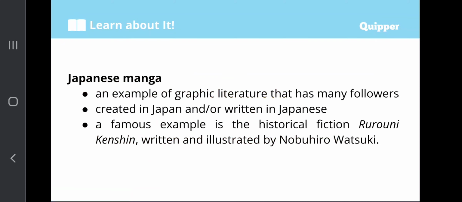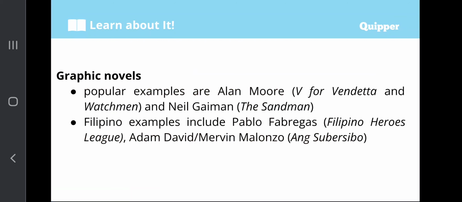Japanese manga is an example of graphic literature that has many followers, created in Japan and or written by Japanese. A famous example in historical fiction is Rurouni Kenshin, written and illustrated by Nobuhiro Watsuki. Graphic novels are popular, examples of which are Alan Moore's V for Vendetta and Watchmen and Neil Gaiman's The Sandman. Filipino examples of graphic novels include Pablo Fabrejas' Filipino Heroes League, Adam David and Mervyn Malonzo, Ang Subversibo.